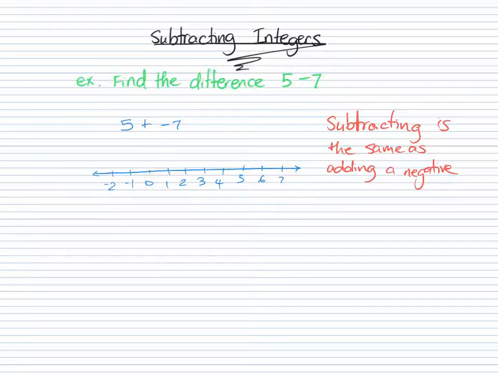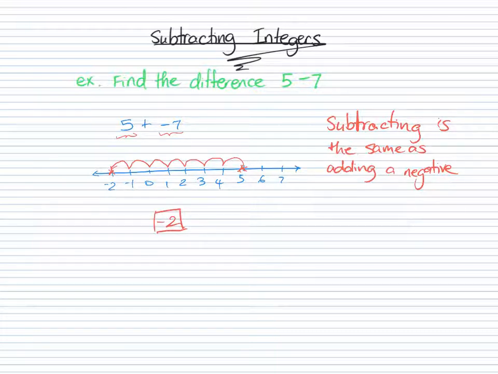All right, so we are going to start off at our 5. And we are going to move. Remember that on the number line, the negative moves us to the left. So we are going to move to the left 7 places. So 1, 2, 3, 4, 5, 6, 7. And we actually have just enough. And our answer is where we end up, which is negative 2.